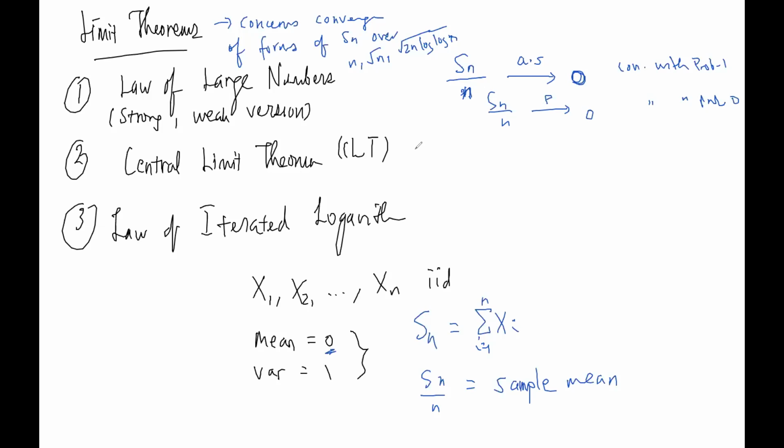Now the central limit theorem concerns convergence of the following form. Of course, you start out with the sample mean. You subtract the mean, which is 0, then divide by the standard deviation of Sn over n, and you end up with Sn over square root of n. So now instead of having the denominator n, you have the square root of n. And what can we say about the convergence? The CLT gives you convergence in distribution to normal 0, 1.